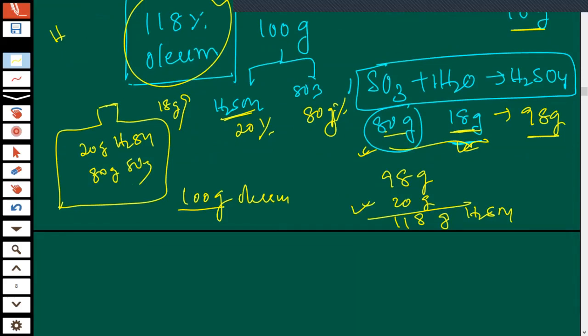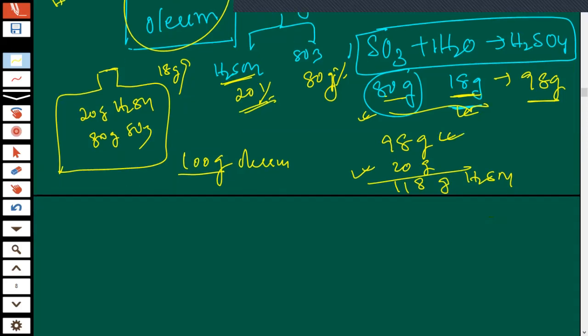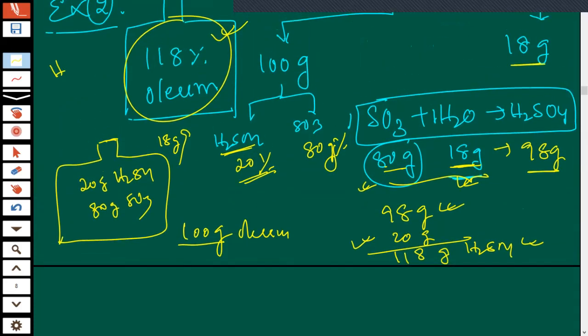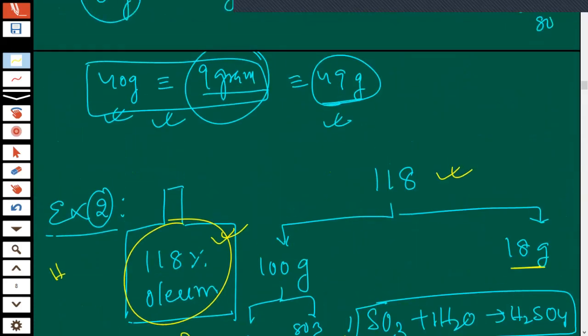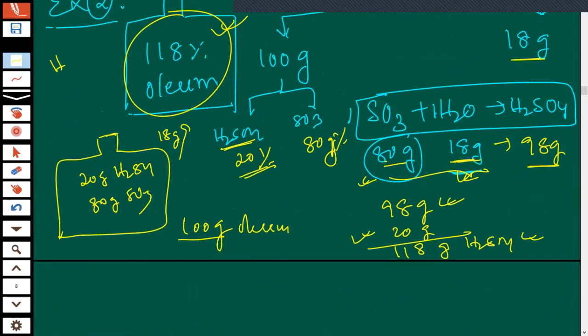Originally, how much sulfuric acid did you have? 20 gram. How much new sulfuric acid formed? 98 gram. Now what is the total sulfuric acid? 118 gram. Got the point? Can you do it like this? Write example 3.